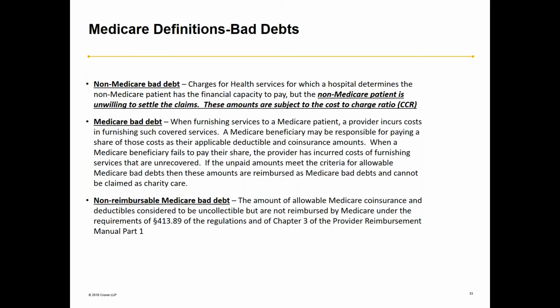Non-Medicare bad debt is charges for health services for which a hospital determines the non-Medicare patient has the financial capacity to pay, but the patient is unwilling to settle the claims. That's one portion. And non-reimbursable Medicare bad debt is that piece of the Medicare coinsurance and deductible that's considered uncollectible and not reimbursed by Medicare. So the fee screen type of things would fall into that area for this definition.